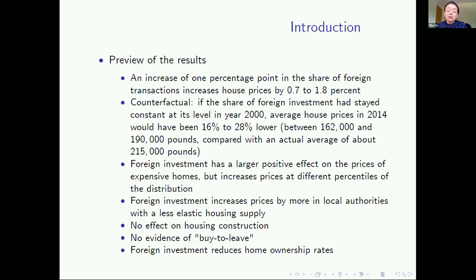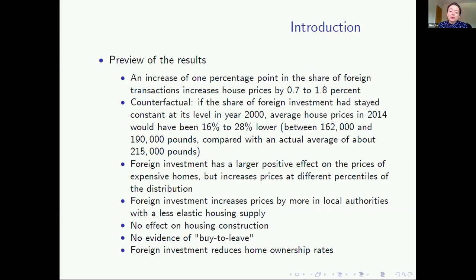There's no effect on housing construction. There is a tendency sometimes to argue that foreign investment just leads to more housing construction. So it shouldn't necessarily increase house prices because it could just lead to an increase in the supply of housing. I don't find that in the data. So I don't find an effect on housing construction.